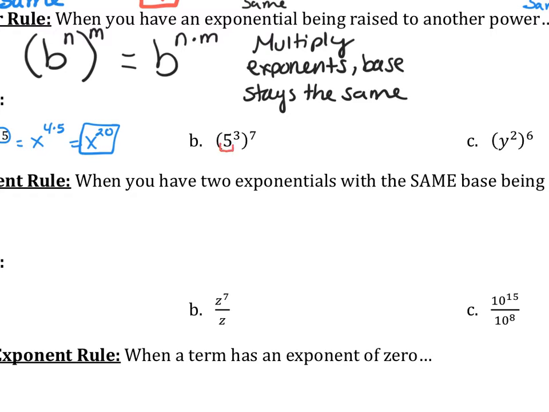And letter B, if I have 5 raised to the third, and that's raised to the 7th power, again, we would multiply. So 5 to the 3 times 7, or 5 to the 21st.